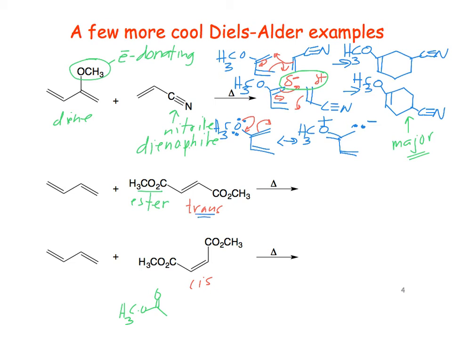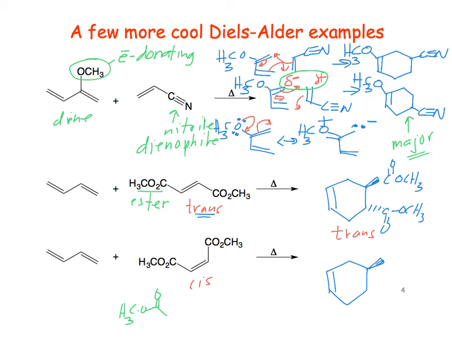Okay, so if we start out with the trans, then the product will be trans as well. So these groups will be trans to one another. Of course, we get both enantiomers of this as well. So this would maintain the trans. And if we start out with the dienophile being cis, then the product will be cis. Cis goes to cis. So the stereochemistry of the dienophile is maintained in the reaction.